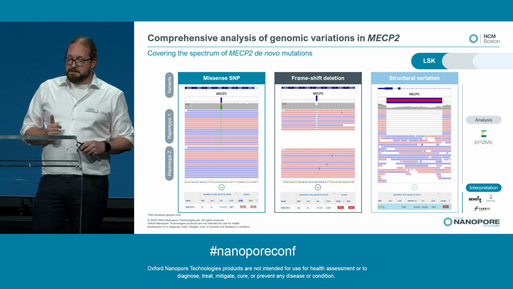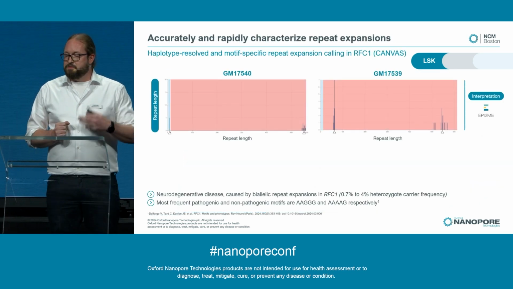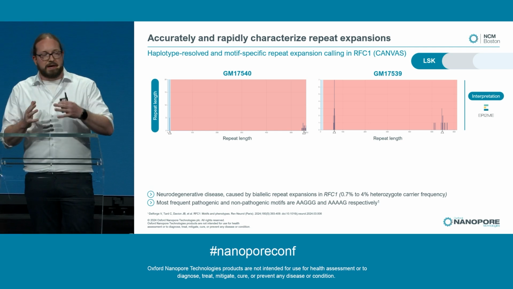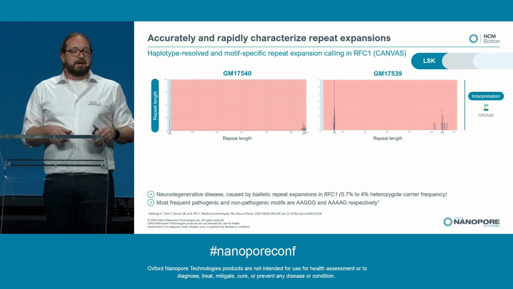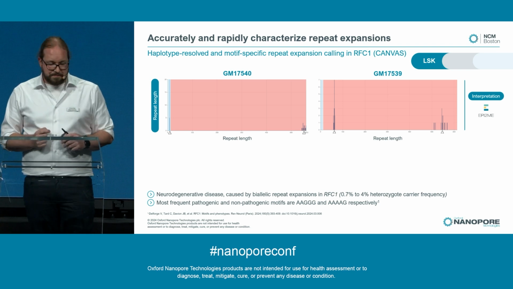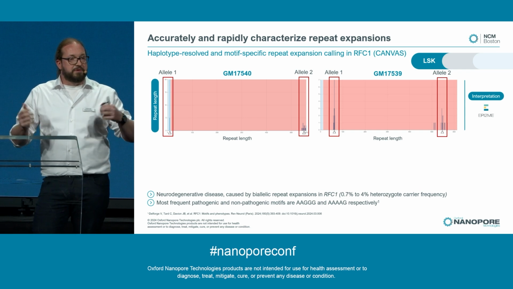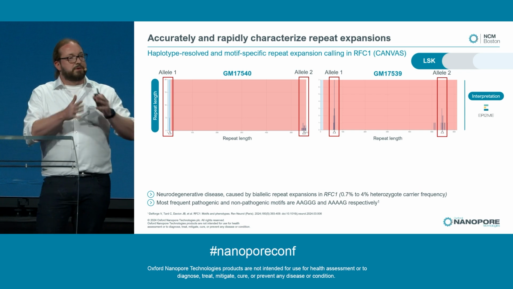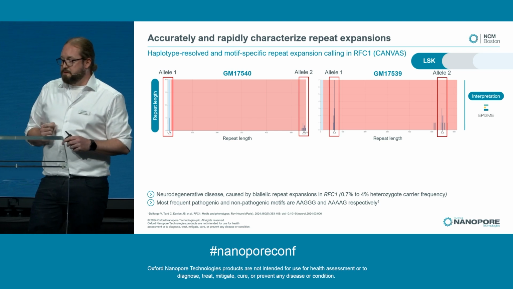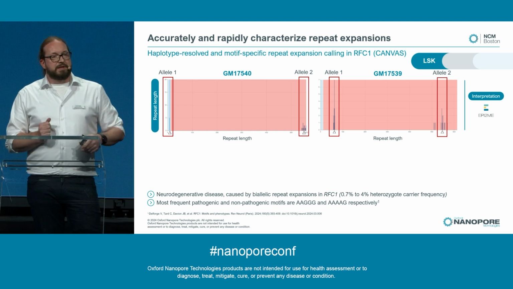What we didn't really expect, but what was highlighted by the epi2me report, is a repeat expansion in RFC1. Biallelic repeat expansions in this specific gene are implicated in a neurodegenerative disease called CANVAS. What I'm showing you here are two different plots from the epi2me workflow, which show the repeat length distribution. You can see that both samples have one heavily expanded allele, and the left one has a non-expanded allele, and the right one a moderately expanded allele.